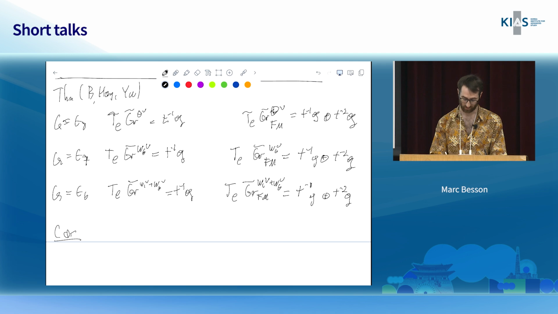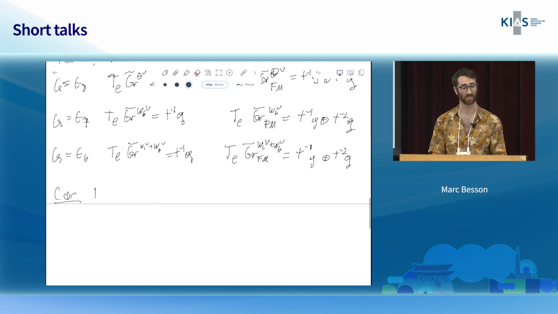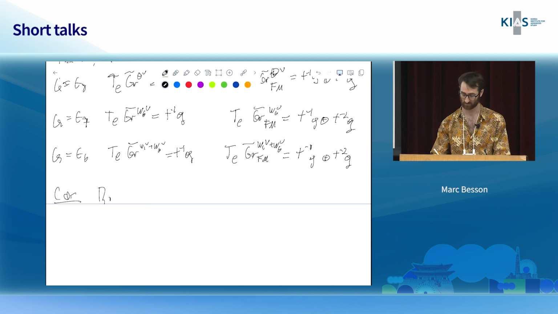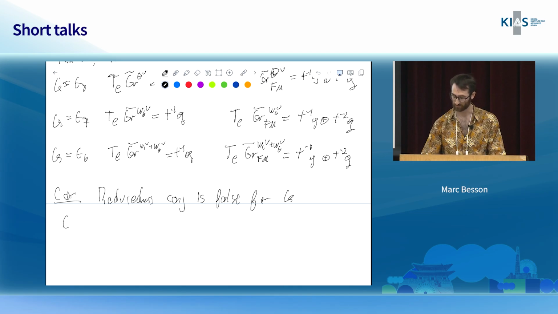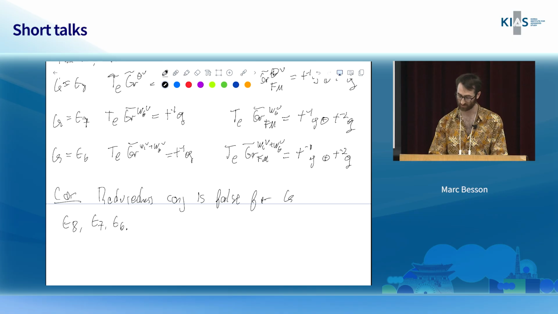And so a corollary is that the reducedness conjecture fails in E8, E7, and E6. So reducedness is false for G of type E8, E7, and E6.